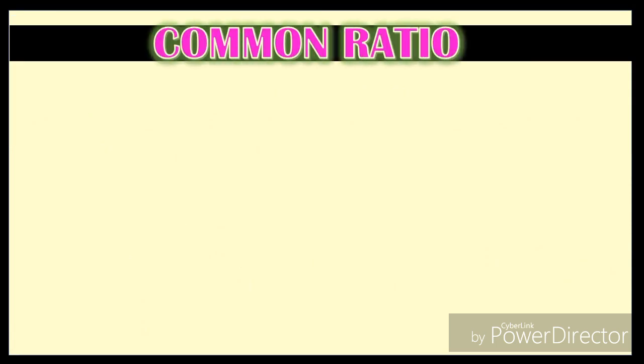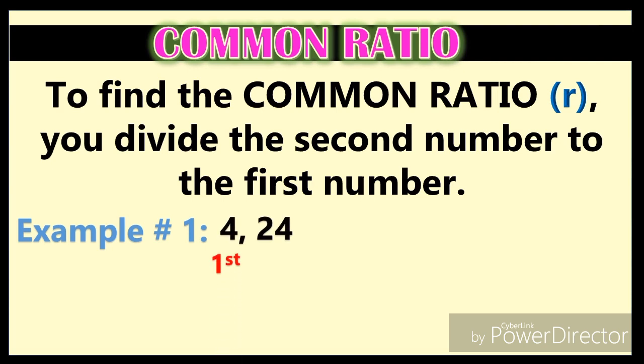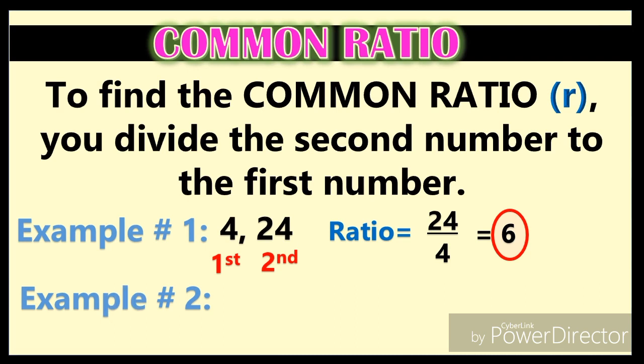Okay, we have the common ratio. How will you find the common ratio? To find the common ratio, or r, you divide the second number by the first number. Let's have example number 1: we have 4 and 24. The first number is 4, the second is 24. To find the ratio, we divide 24 by 4, which is 6. So the common ratio is 6.